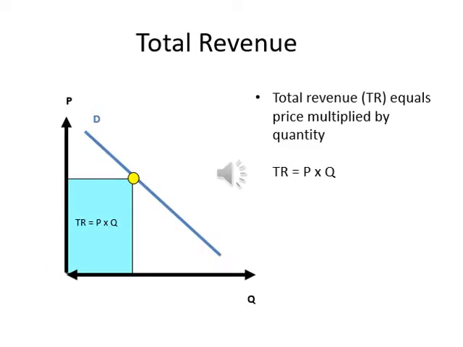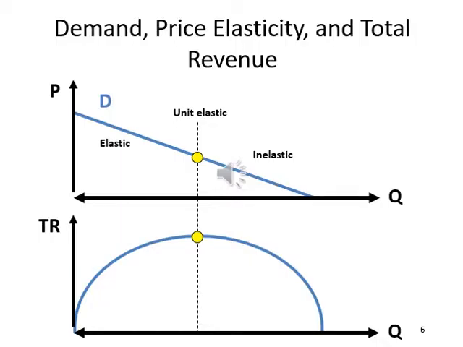Total revenue, TR, and price elasticity. Because total revenue is the product of P and Q, whether TR rises or falls in response to a price change depends on the magnitude of price elasticity. For example, when demand is elastic, a cut in price increases total revenues. On the other hand, a cut in price reduces total revenues if demand is inelastic.